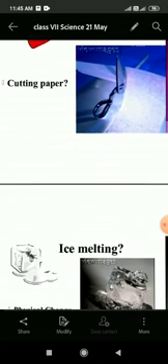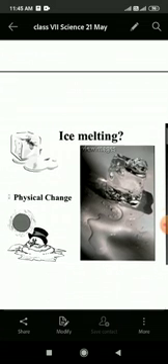After this, students, we can see another example, like ice melting. In this case also, if we take a piece of ice and keep it at atmospheric temperature, we will find that slowly it will start melting. As time passes, it will go on converting into liquid, that is, in the form of water.